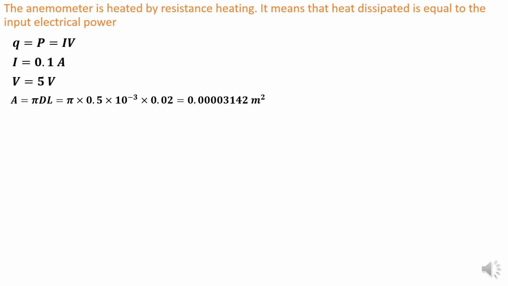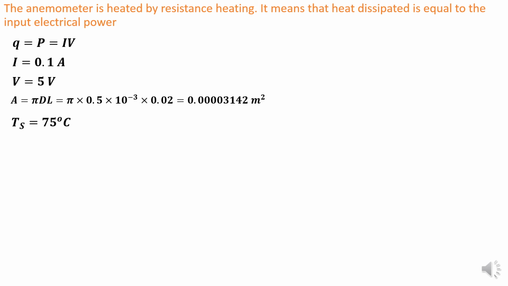The perpendicular area to the heat transfer will be the surface area of the anemometer wire, and if you look closely at the anemometer wire, it is a cylinder, and the perpendicular area to the heat transfer will be the surface area of the cylinder. In this case the anemometer wire is the cylinder which has a length of 20 millimeter and diameter of 0.5 millimeter. So the area of the anemometer comes out to be 0.00003142 meter square. This is the area perpendicular to the heat transfer.